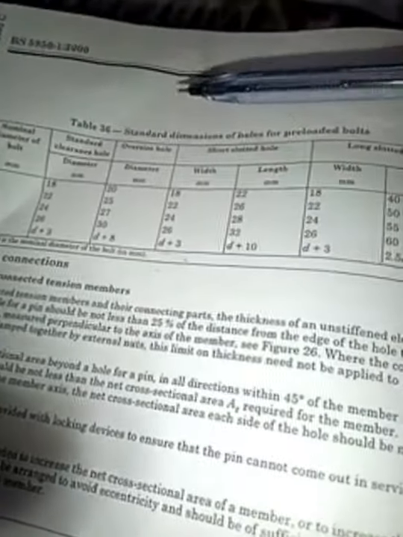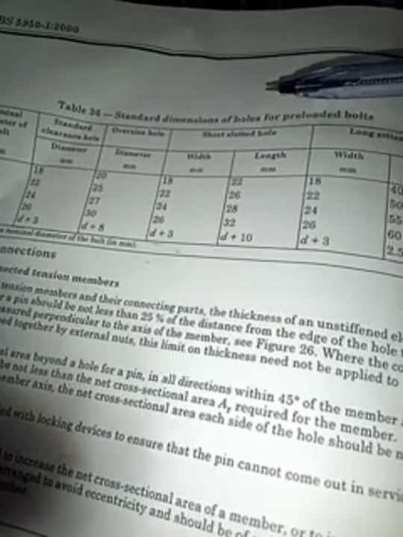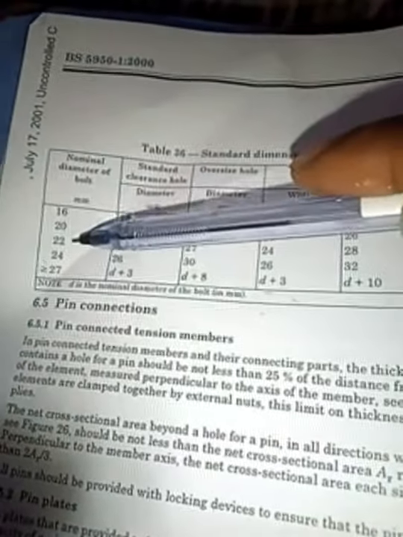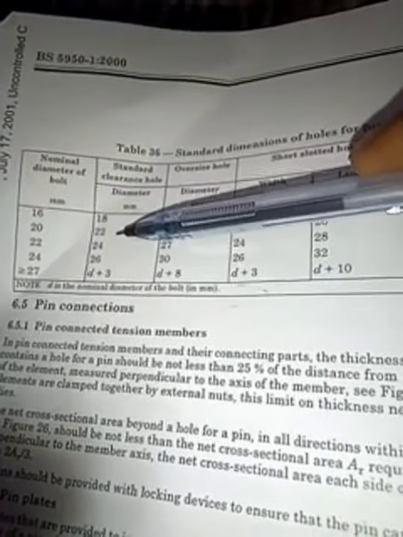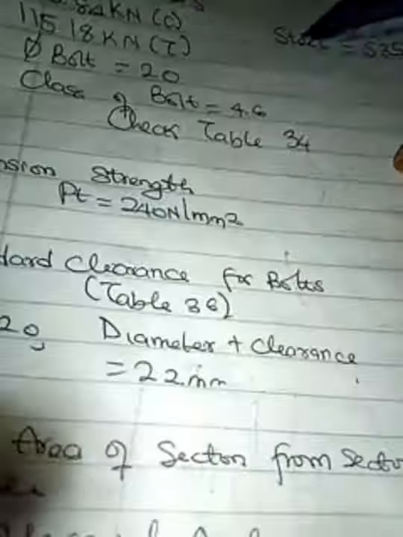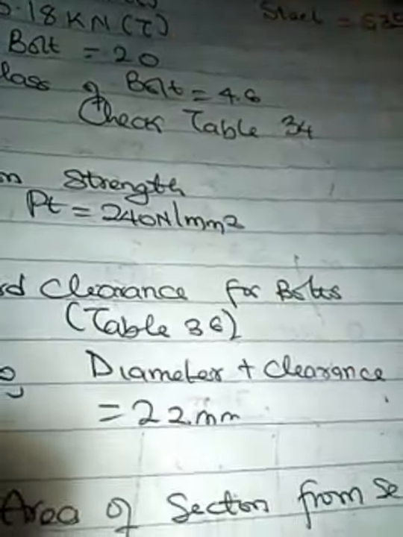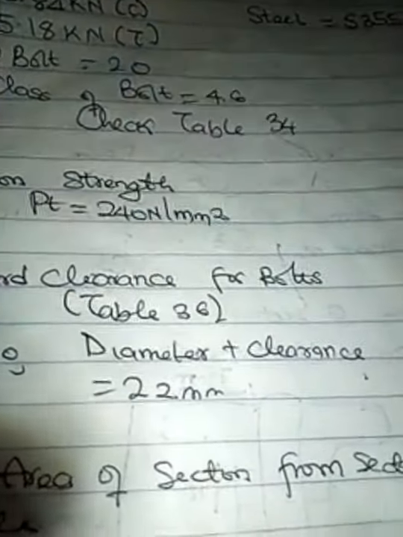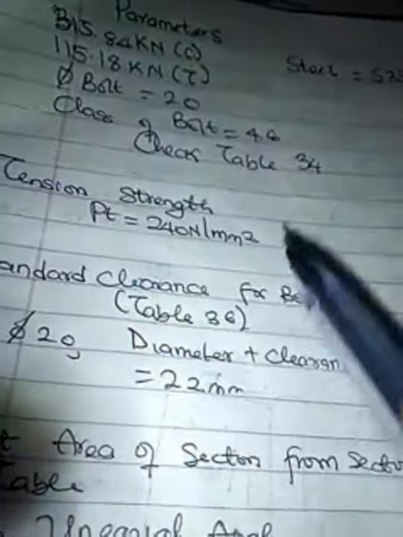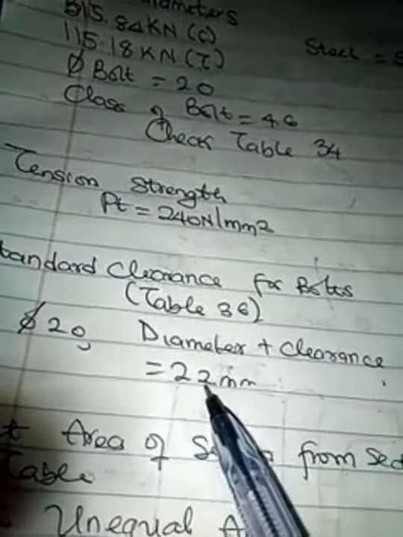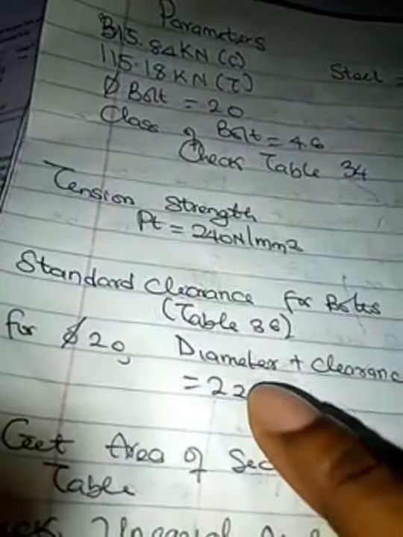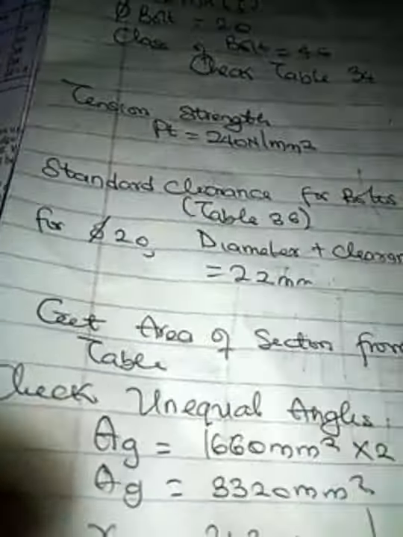Table 36 gives us the standard dimensions of holes for preloaded bolts. If the diameter is 20 mm, what's our clearance? We should use 22. The diameter of 20 is something you can actually memorize, so you don't have to start checking your table, but please always check your table. So the diameter of bolts is 20, which means our clearance will be an additional 2, which is 22 mm. So we've gotten our tension strength and our diameter.